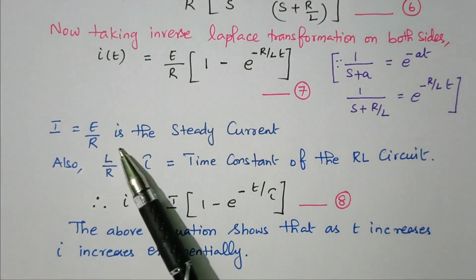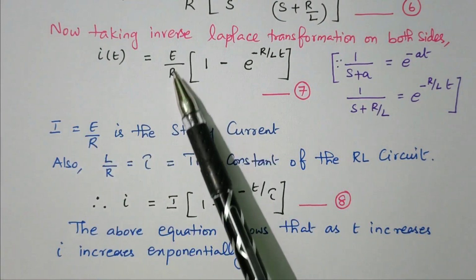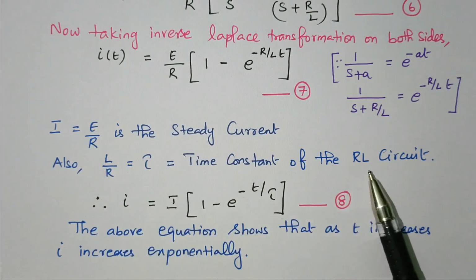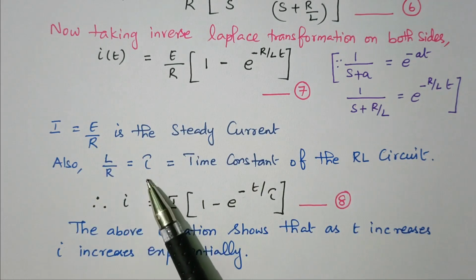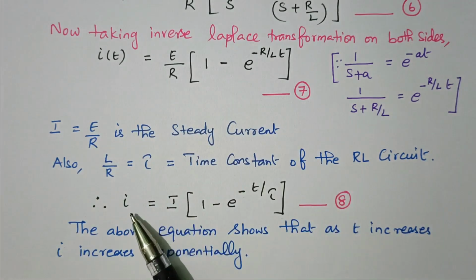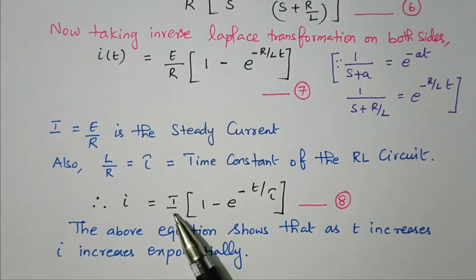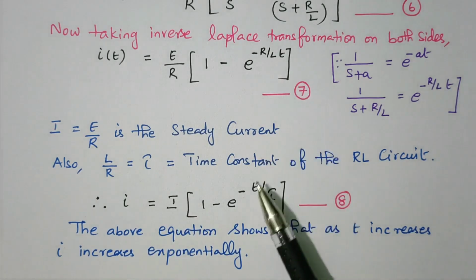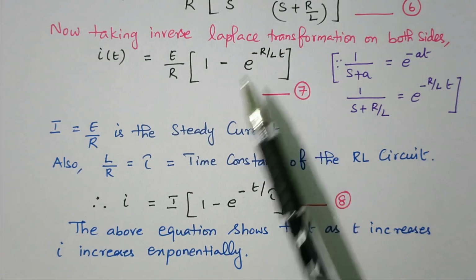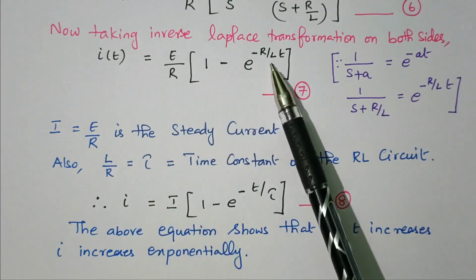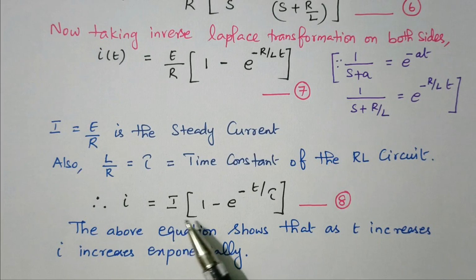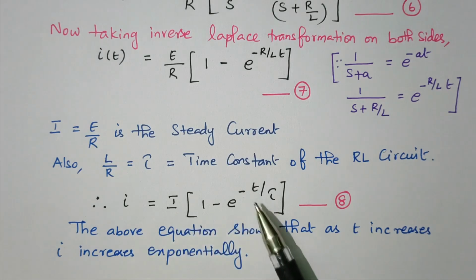E by R is called the steady current. This E by R can be written as capital I. Then L by R is the time constant of the RL circuit. L by R equal to tau. That is the time constant. So based on that we can write I equal to capital I, steady current, of 1 minus E power minus t into R by L, but L by R is tau, so R by L is 1 by tau. So minus t by tau. So equation number 8: I equal to I, steady current, of 1 minus E power minus t by tau.